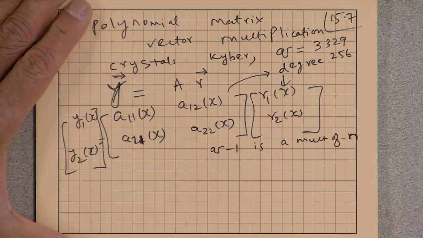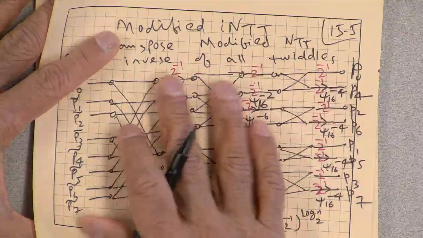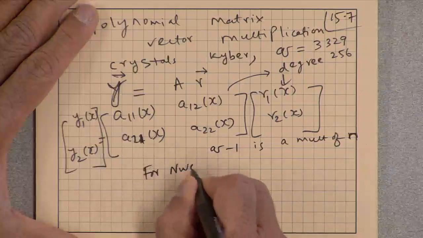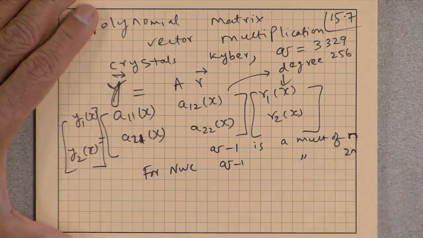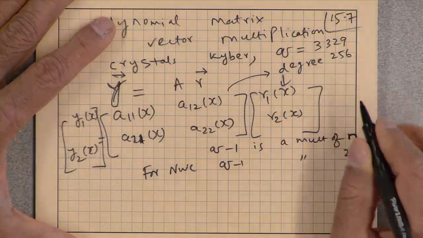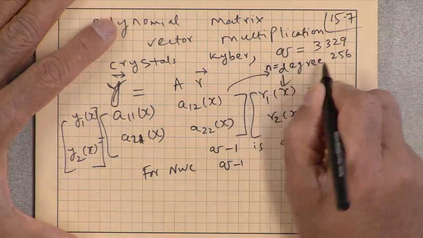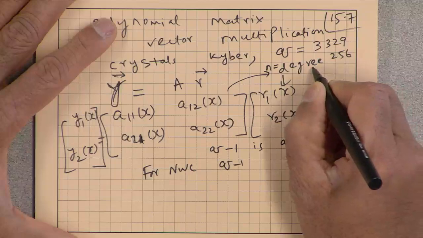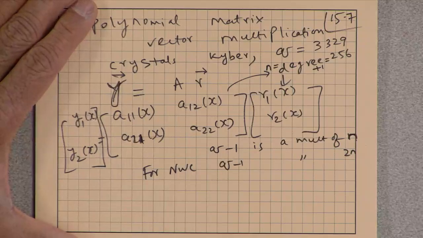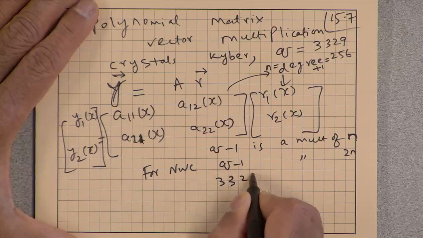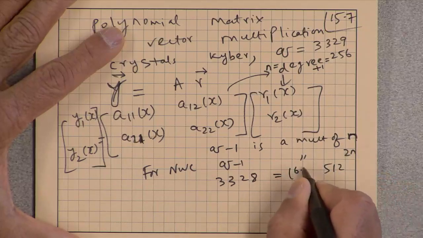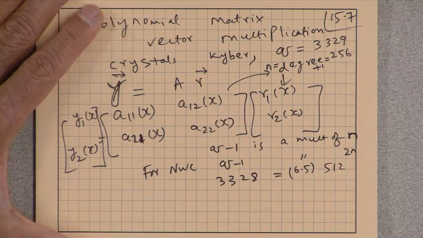But if you think about the negative wrapped convolution, what we are talking about here, then Q minus 1 should be a multiple of 2n. And this Q is not a multiple of 2n, where n is the length, degree plus 1, which is 256. So Q minus 1, 3328, if I take 512, that will be times 6.5. So it's not an integer multiple of 2n.